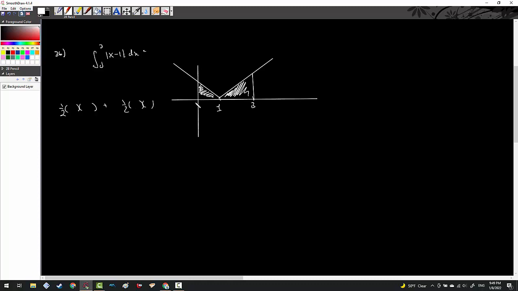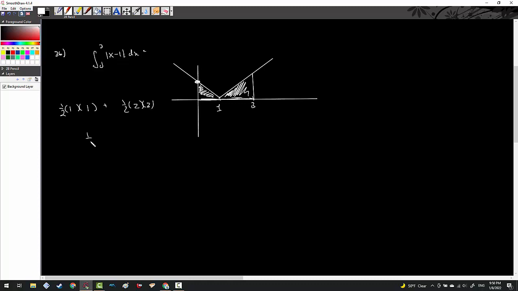So the distance of the first base is going to be 1. Its height is going to be what happens when I plug 0 into this function. So I'm going to get the absolute value of -1, which is 1. The distance here is 2 for the base. Its height is going to be what happens when I plug in a 3 into the function. 3 minus 1 is 2. Absolute value of 2 is 2.